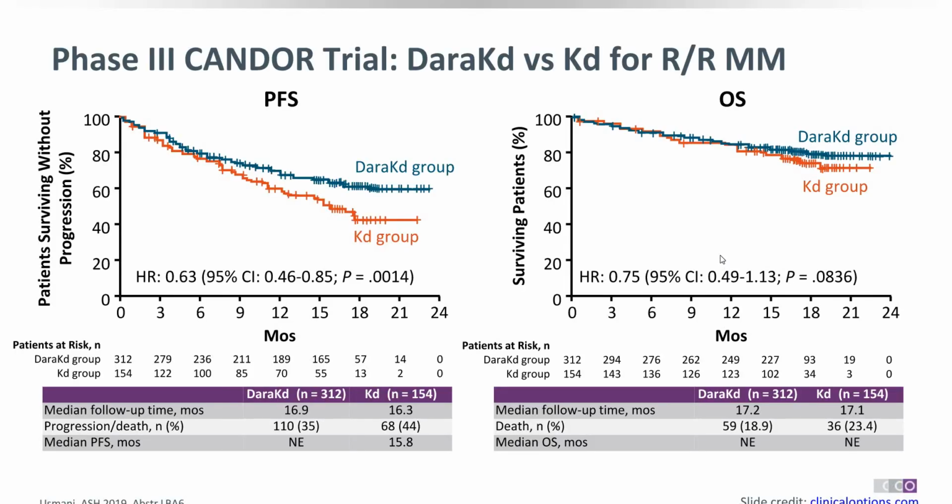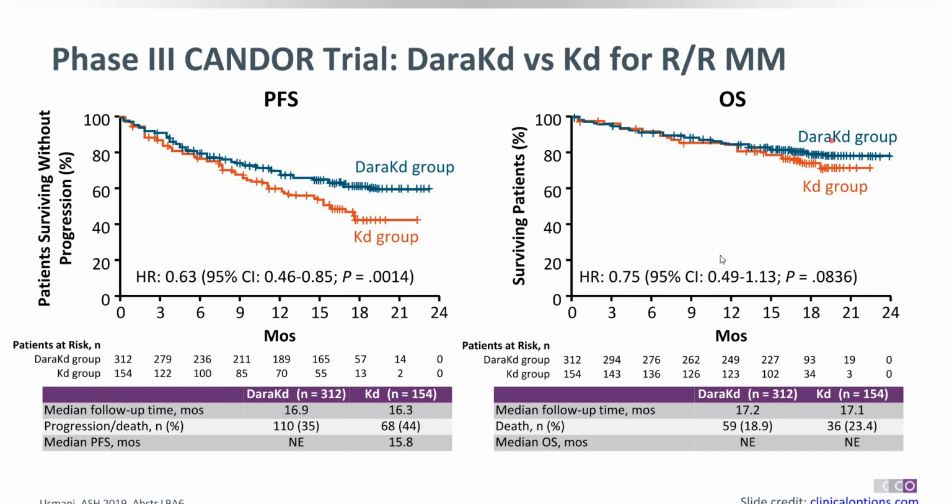So this was the outcome. DARA-KD versus KD for relapsed refractory disease. PFS is high, obviously, and OS is also very high, in the sense that it is still not reached, with a median follow-up of 17 months. So DARA-KD has a very good outcome. Among the overall regimens, this is the best regimen that should be taken.